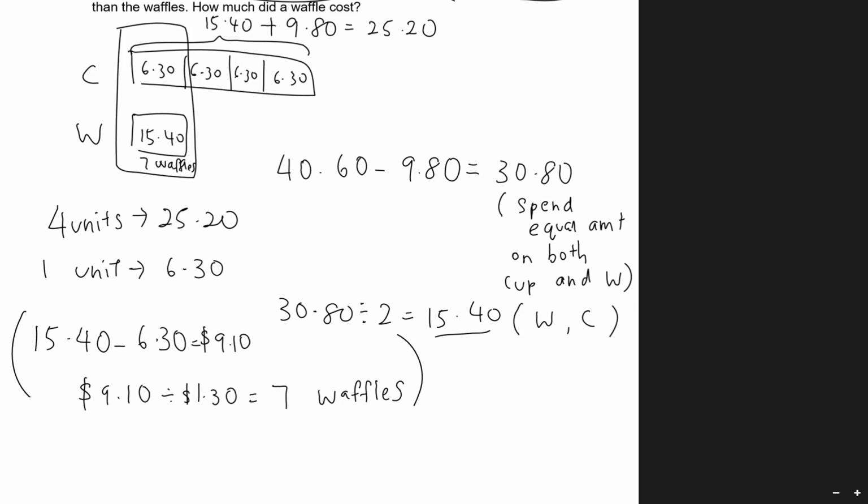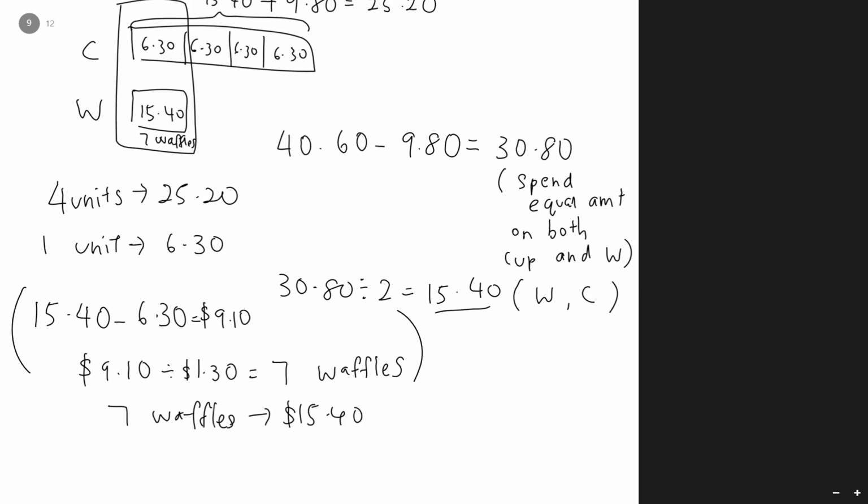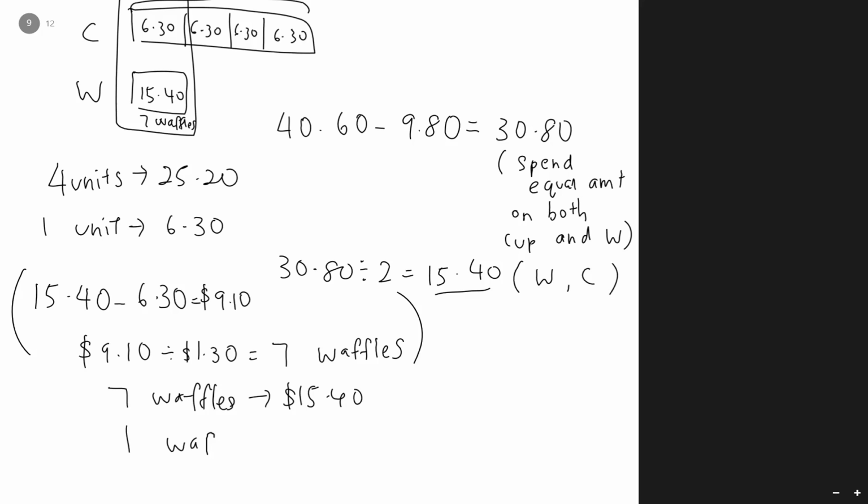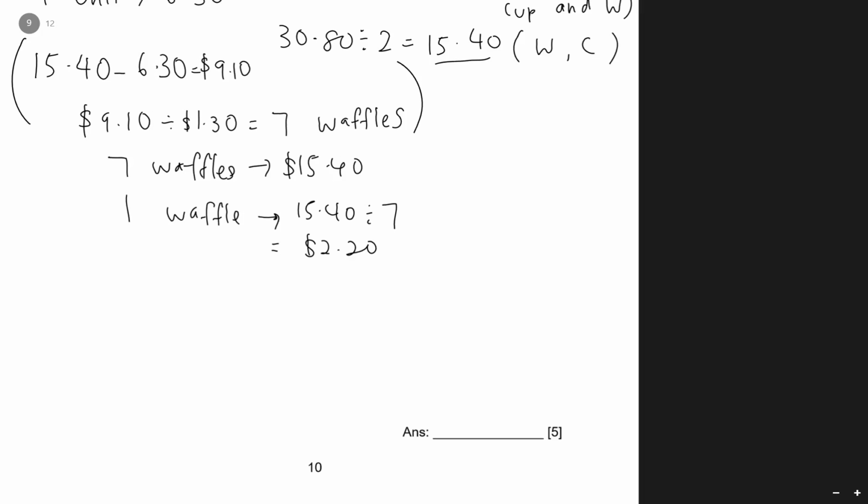Okay, so if there's 7 waffles and it's $15.40, so 7 waffles is $15.40. I will be able to know 1 waffle is how much, and that will be $15.40 divided by 7, $2.20. Alright, so this is for question 15.